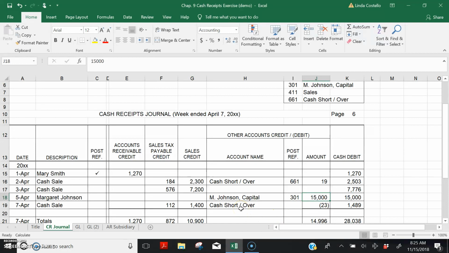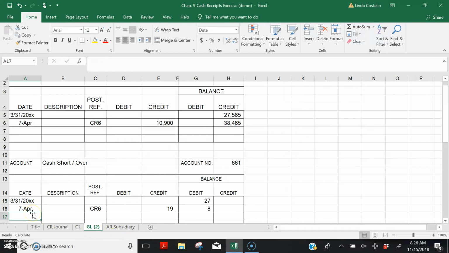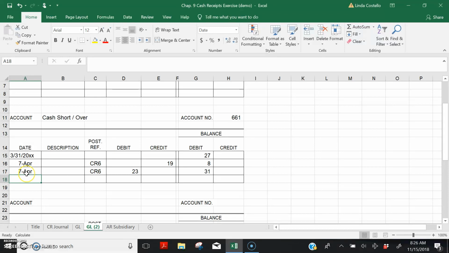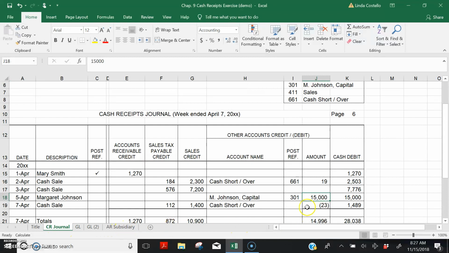Now turn to account 661 again. Date April 7th. Posting reference CR6. Debit $23, leaving a $31 debit balance on the account. That's the previous $8 debit balance plus the $23 debit we just posted. Return to the cash receipts journal and record account 661 next to the $23 debit amount.